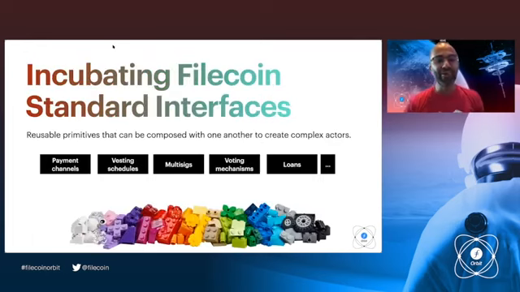Now, before I go, I just wanted to leave you with one thought. The FEM is basically a greenfield ecosystem that is just getting started now with a new programming paradigm. And there is an opportunity to start thinking early on about composability and modularity upfront, drawing inspiration from the ERC model in the Ethereum ecosystem and DeFi composability. So really start thinking in terms of Filecoin standard interfaces for reusable primitives that can be composed with one another to create complex actors, things like payment channels, vesting schedules, multi-sigs, and voting mechanisms, loans, and a lot more.